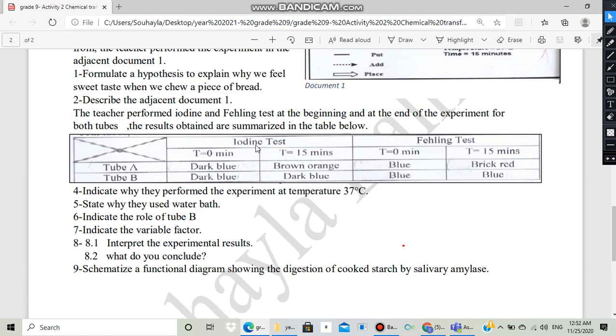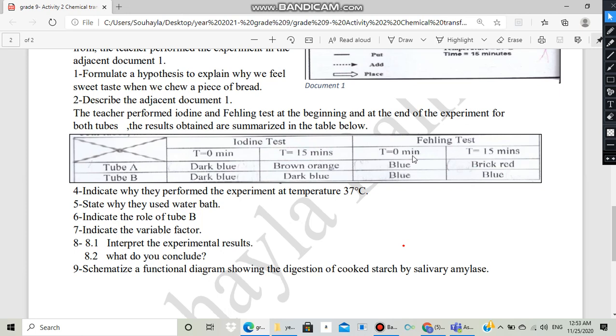In this table, with iodine test, at the beginning of the experiment, both test tubes contain starch. طيب why? Because a dark blue color appeared. After 15 minutes. Why after 15 minutes? Because the digestion of the starch needs about 15 minutes to take place. A brownish orange color, the color of iodine, remained brown orange in A. Now what happened to the starch? Starch disappeared in A. Look at the beginning and at the end of the digestion. And in B, the starch is still present.